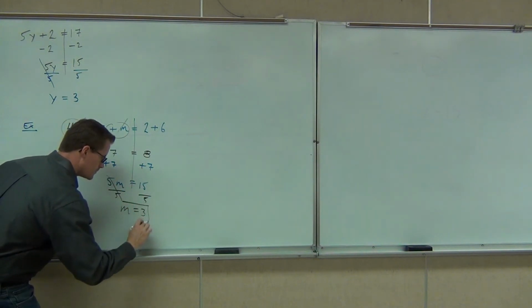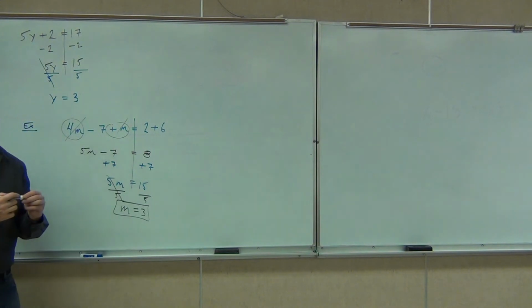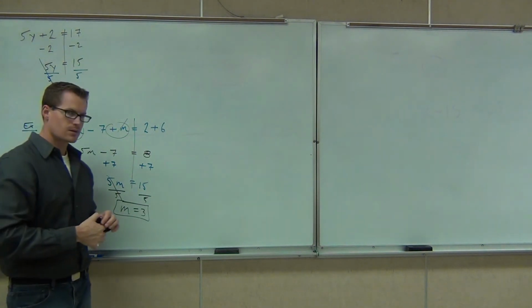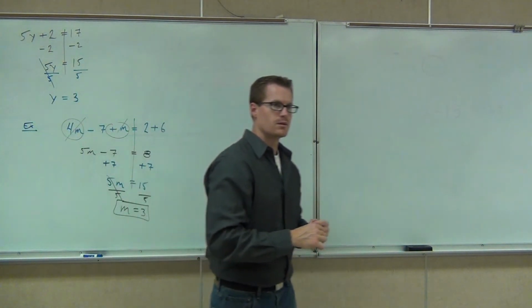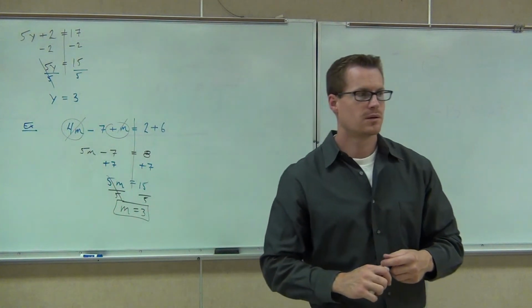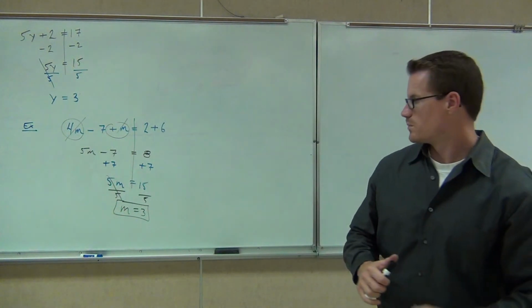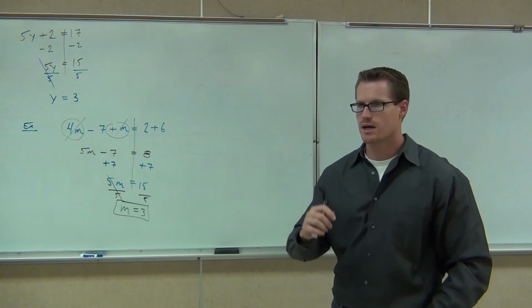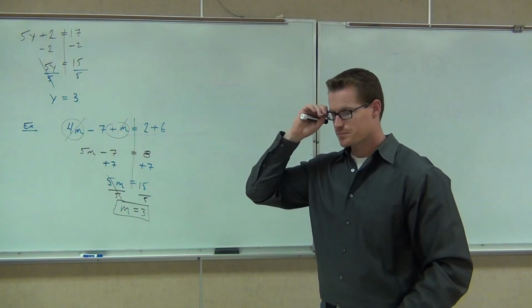Why is it that we don't leave it like that? Because you're trying to figure out what m is. Trying to solve for m. Got to get m all the way down where it just says m equals that number.